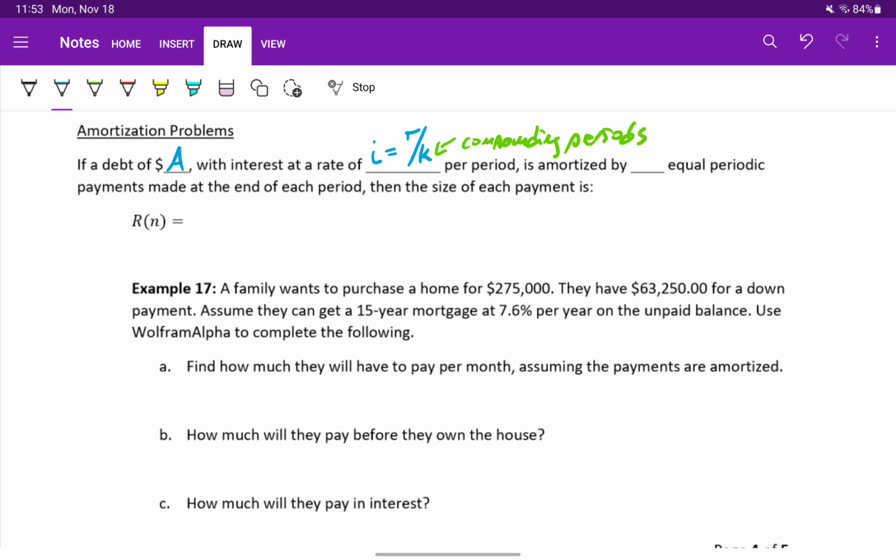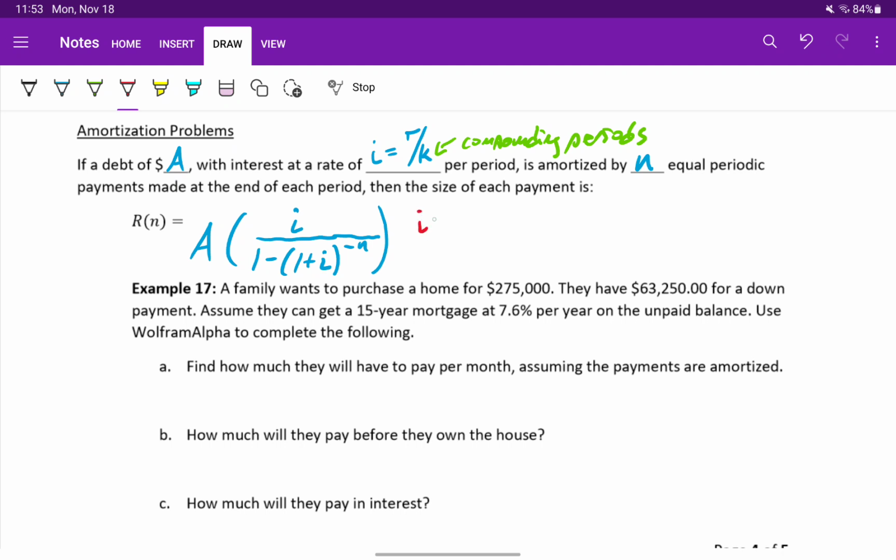is amortized by n equal periodic payments made at the end of each period, then the size of each payment is going to be equal to A times I over 1 minus 1 plus I raised to the negative n power. There's a lot going on here, but we'll walk through this in an example, see how we put all this together.